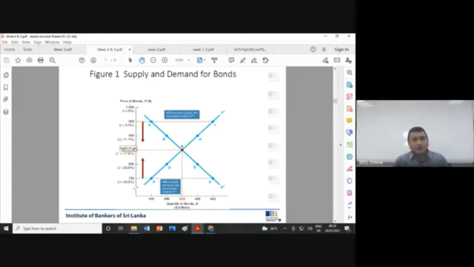So it is natural. You invest 1,000 and you get 1,000 at maturity. That means you don't have any interest return. If you invest 750, you get 1,000 at maturity, so you have a higher interest rate gain. So as the prices decline, the interest rate increases. So I believe it's clear now.